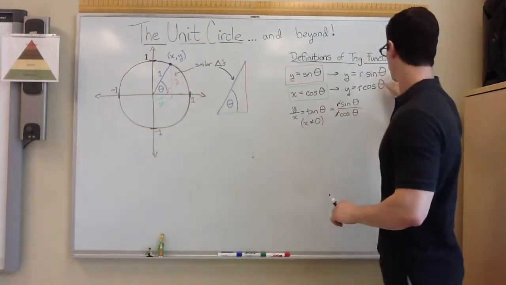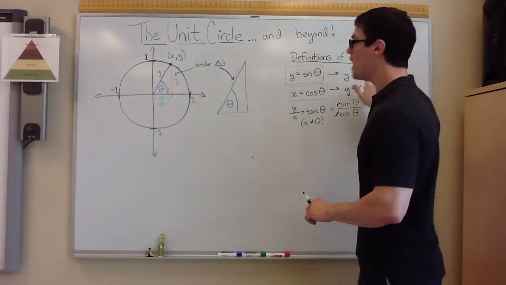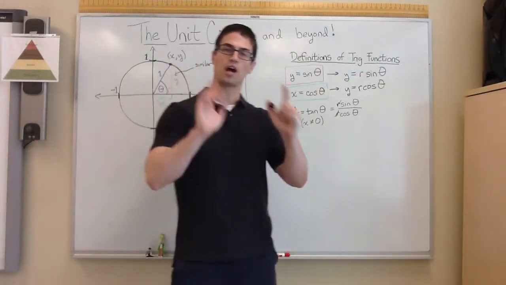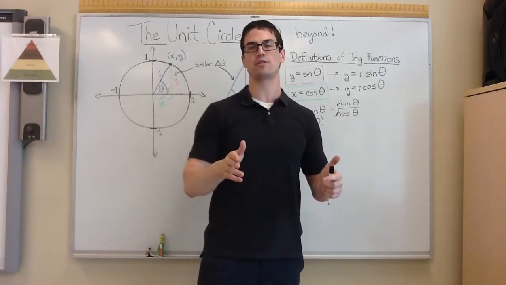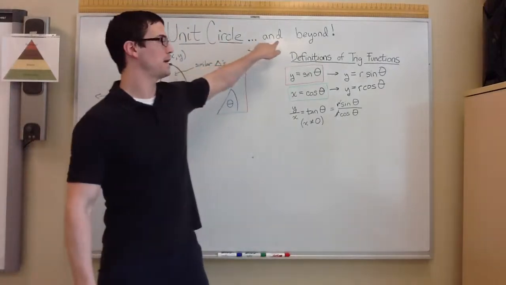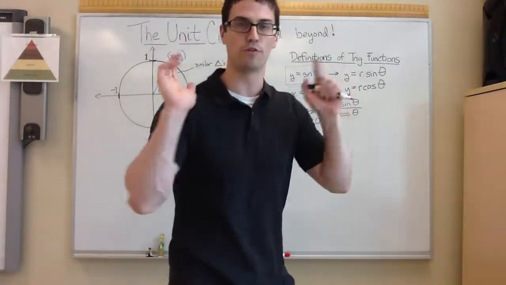Then we end up with these two functions: r times sine theta and r times cosine theta. We're going to talk about this more when we look at other right triangle trigonometry, but I hope that helps with figuring out the unit circle and beyond. Let me know if you have any questions.